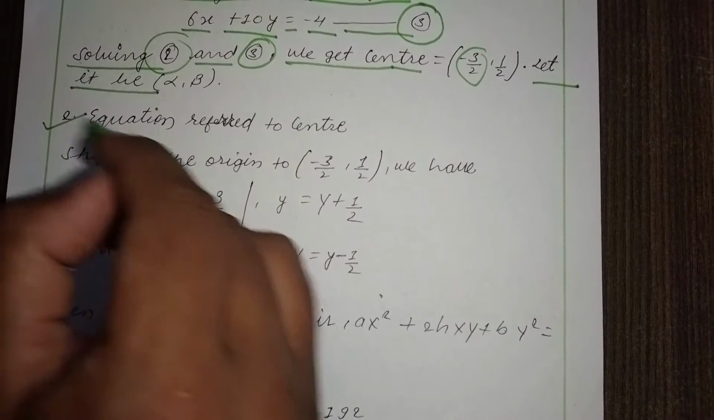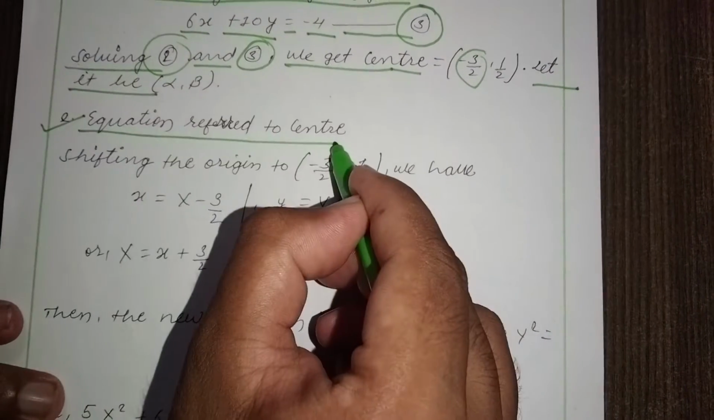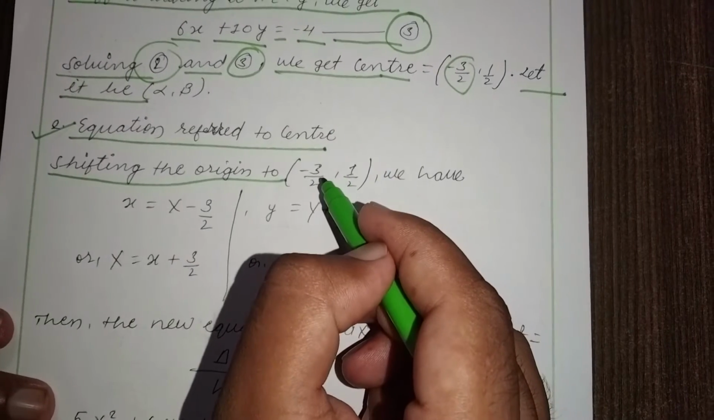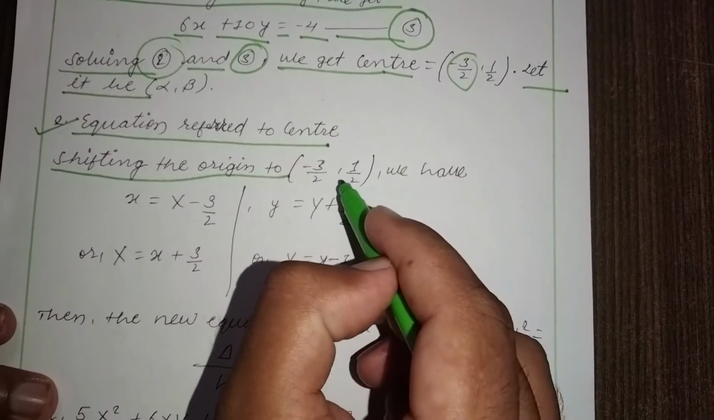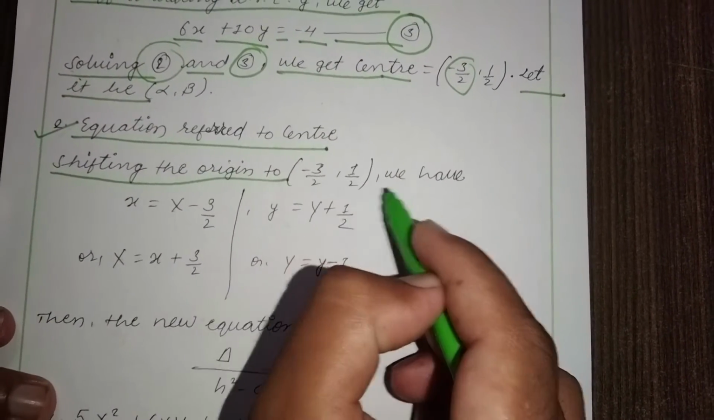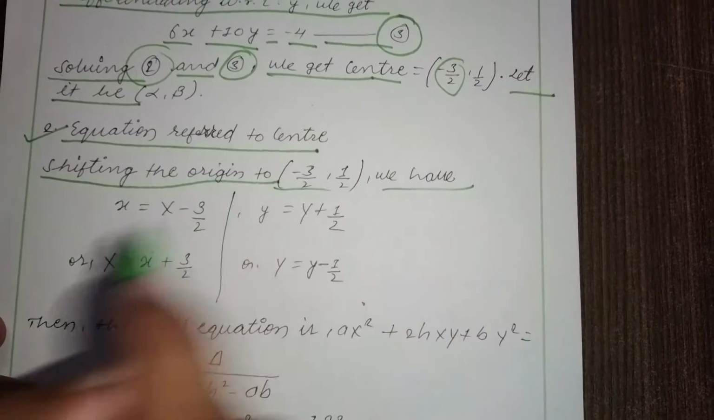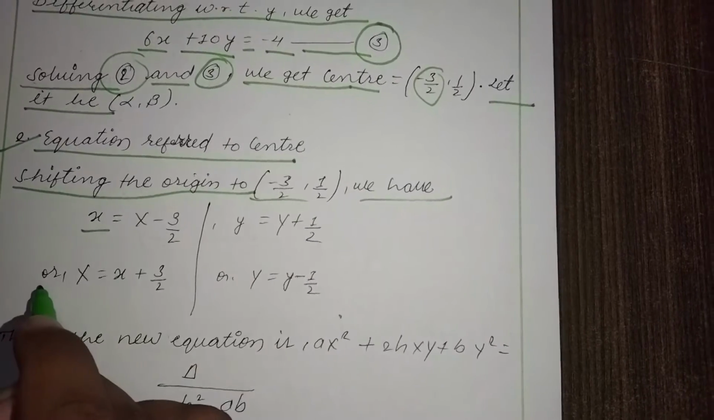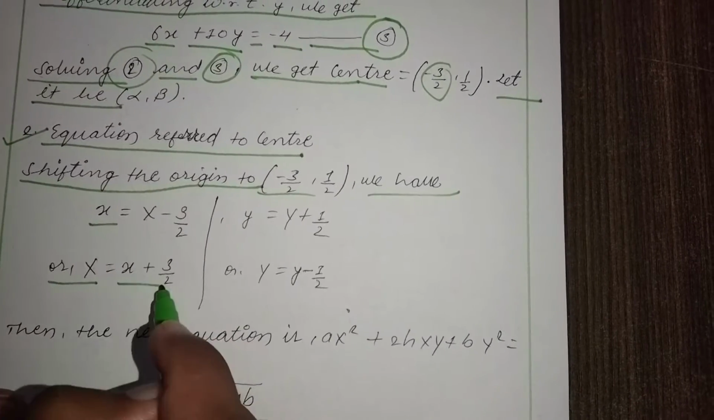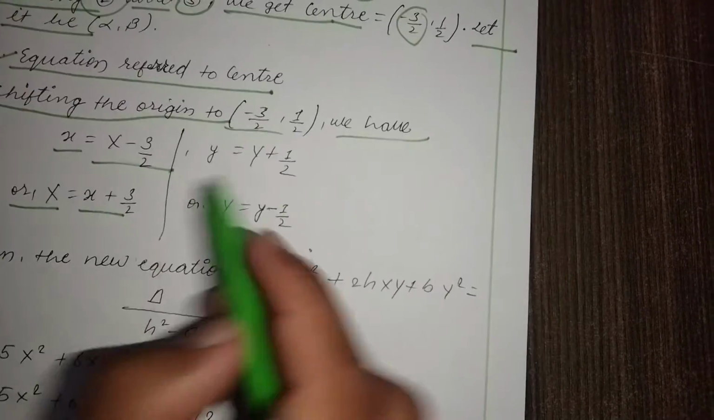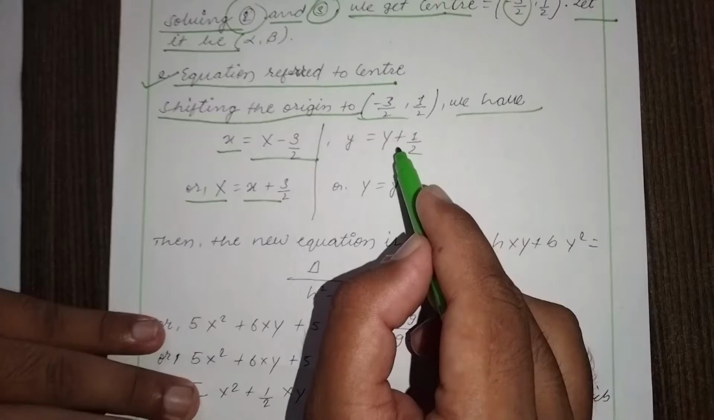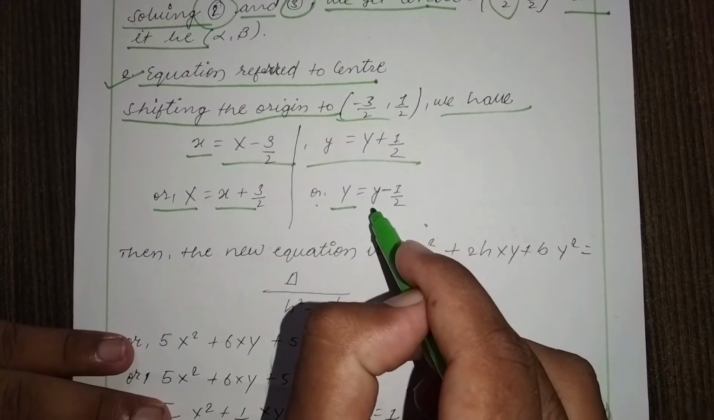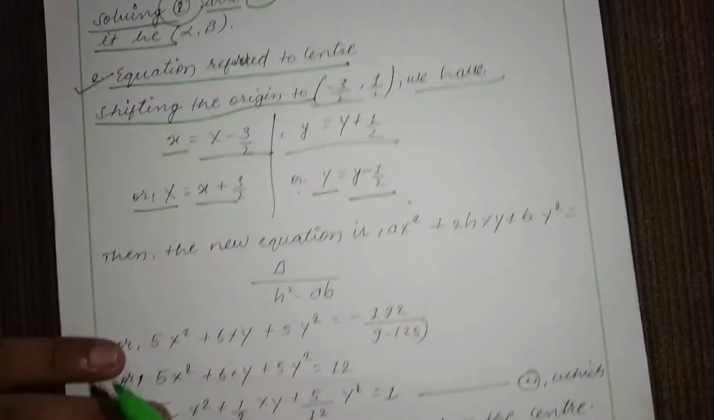Now number 2, equation referred to the center. Shifting the origin to minus 3 by 2 comma 1 by 2, which is our center, we have x equals capital X minus 3 by 2, so capital X equals x plus 3 by 2, and y equals capital Y plus 1 by 2, or capital Y equals small y minus 1 by 2.